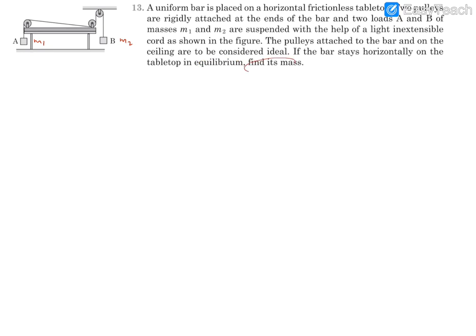We need to find the mass of this bar. So let's say this bar has mass capital M, and we need to find the mass of this bar if it stays horizontal in equilibrium condition, given that the platform on which it is placed is frictionless. So we can solve it like this.